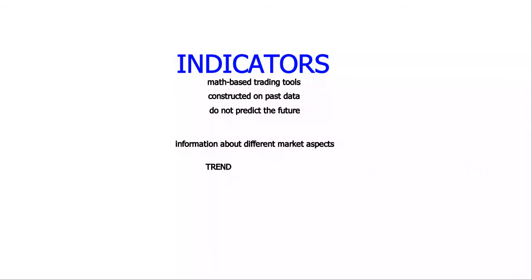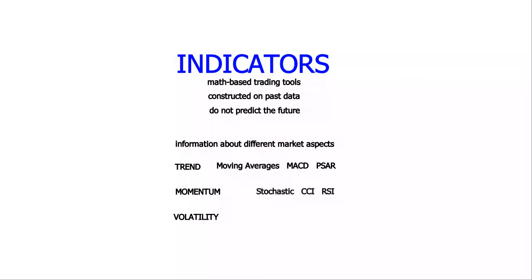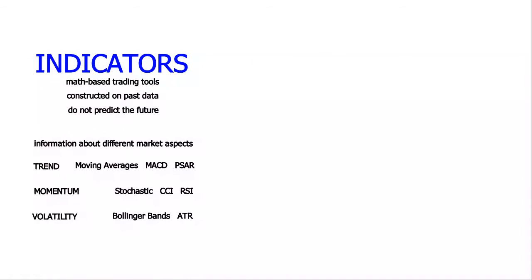Indicators can offer information about trend, volatility, momentum or other relevant market aspects. Usually they offer one-dimensional data about past prices. Trend indicators are moving averages, MACD, parabolic stop and reverse. Momentum indicators are stochastic, commodity channel index, relative strength index. Volatility indicators are Bollinger Bands, average true range.